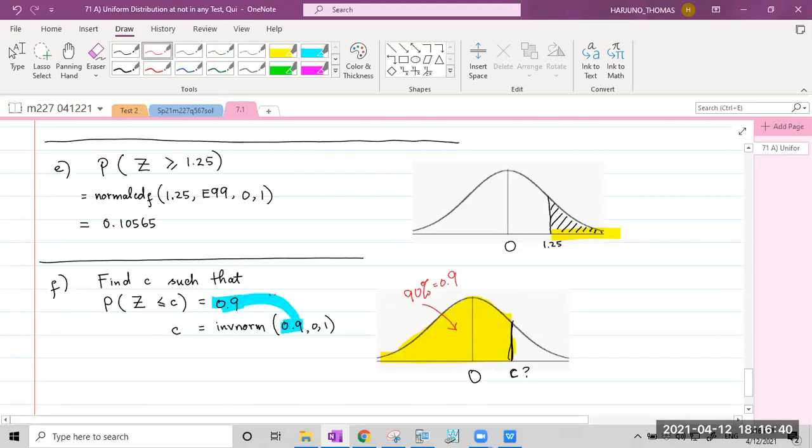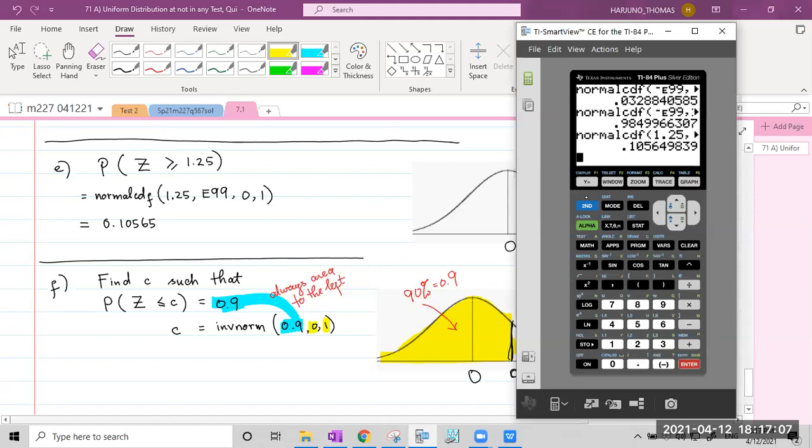Now, this first number is always the area to the left. Always area to the left. If you use inverse norm, there are three numbers, right? The first number is the area to the left. The second number is the mean. The third number is the standard deviation. Now where do we find inverse norm? Inverse norm is located right below normal CDF.